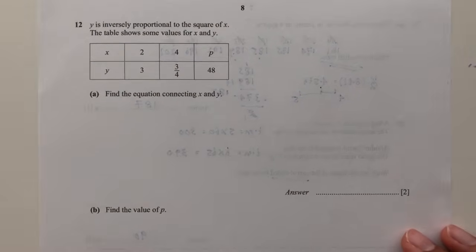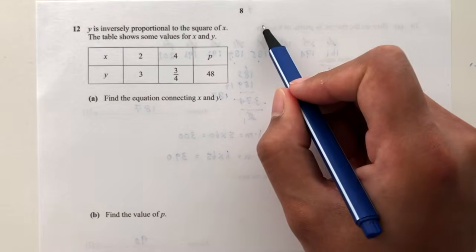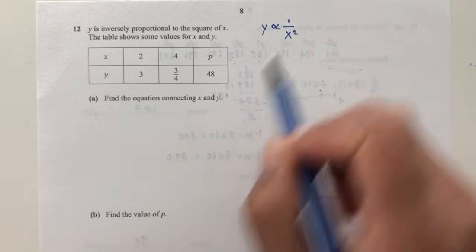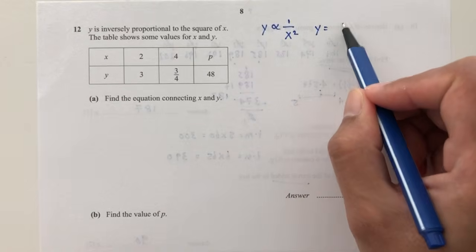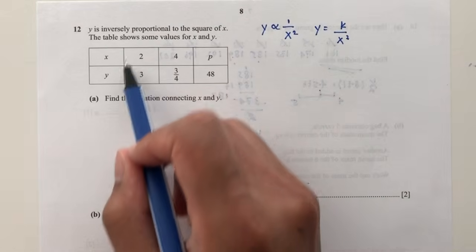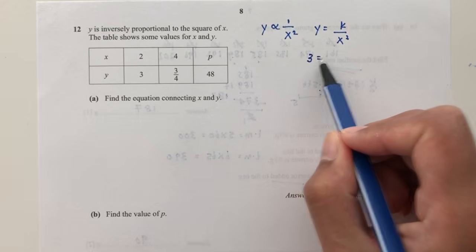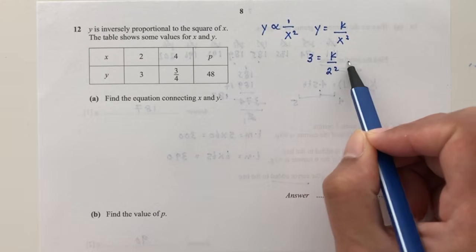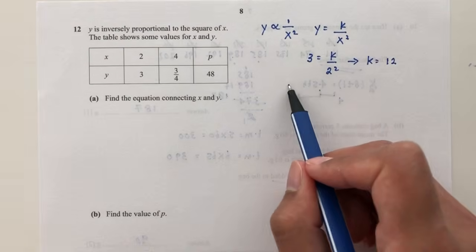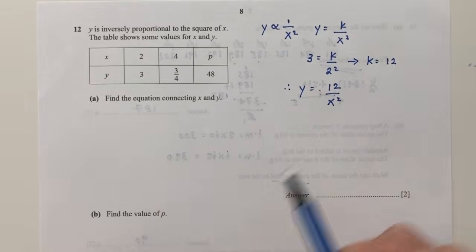Now question number 12, we have y is inversely proportional to the square of x. So we have y equal to k over x squared. So we use this value here to find the value of k. So we know that when x equal to 2, y equal to 3. So k over 2 squared. So k will be 12. That's the value of k. That will be y equal to 12 divided by x squared.